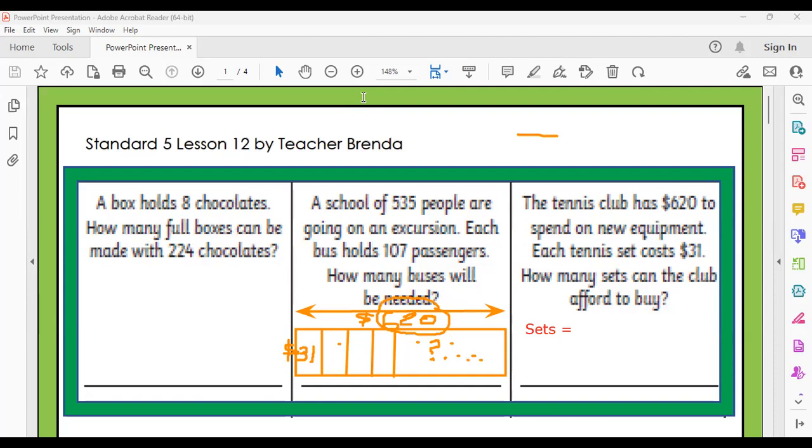So, guys, over here, $620 divided by $31, I will get the number of sets. Work out the calculation, all of you. Rishman, do you understand? Yes, teacher, a little bit. Okay, good.